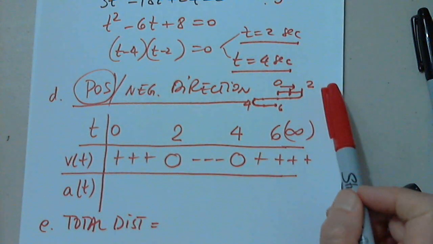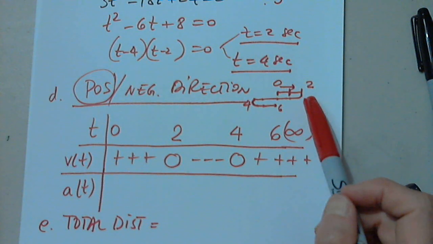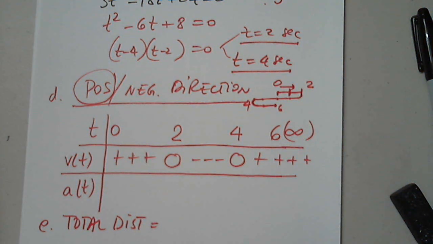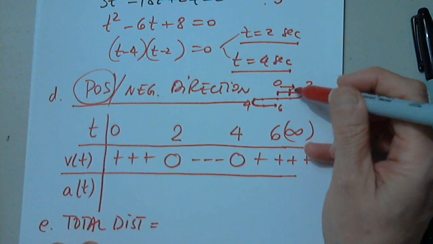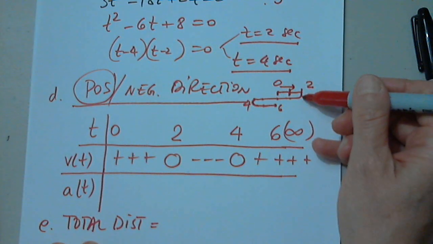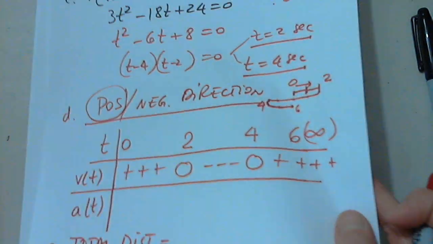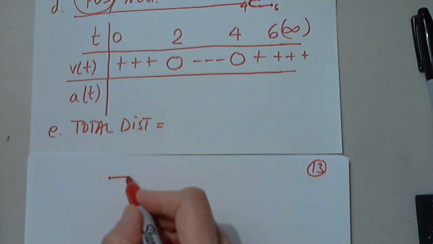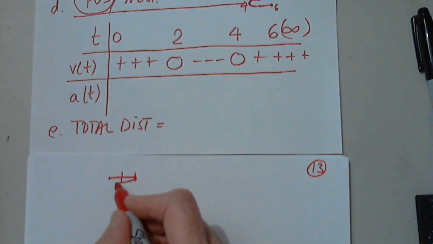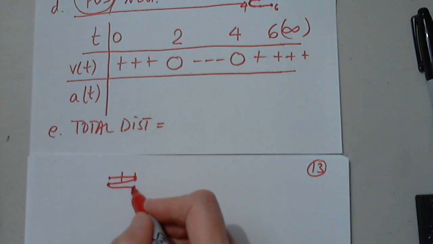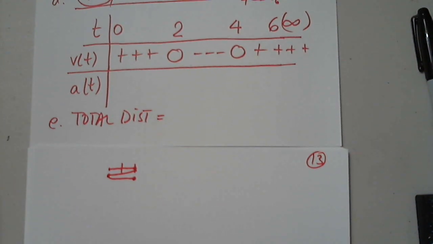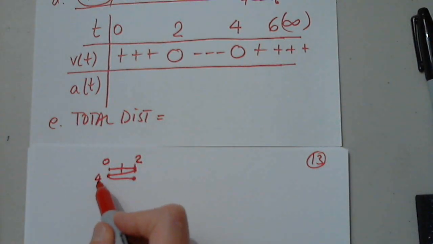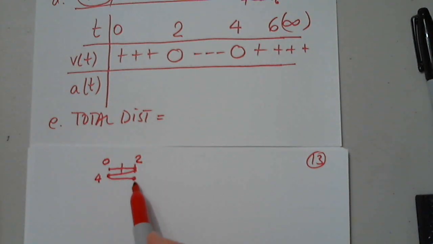Between 0 and 2, between 2 and 4. Oh, I went too far. So between 0 and 2, and then he goes between 2 and 4, okay, so my graph is not good. So 2 seconds this way, and then 2 seconds this way, and then 2 seconds this way. So what does this mean? It means that I have to add the distance between 0 and 2. I have to add the distance between 2 and 4. And I have to add the distance between 4 and 6.